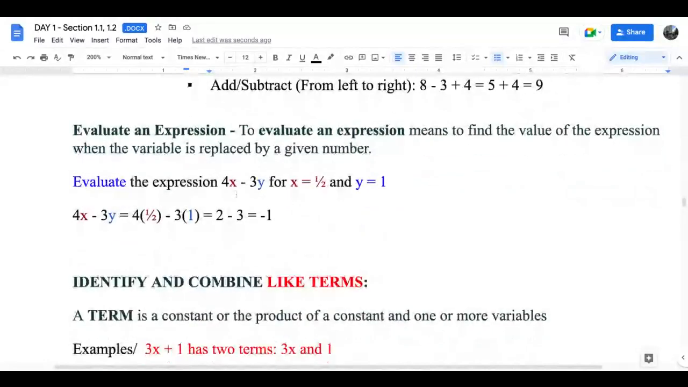Evaluate an expression. If we're given an expression, let's say 4x minus 3y, and we want to evaluate for x equals a half, y equals 1. So we can do that, right? Then we just substitute x with a half and y with 1, then we calculate.